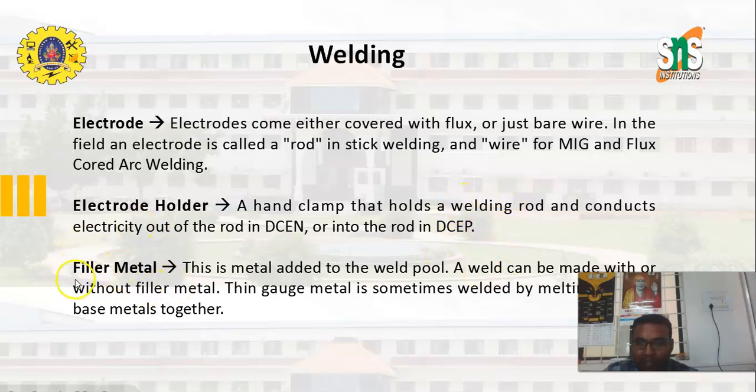Next important term is a filler metal. This is the metal added to the weld pool. A weld can be made with or without the filler material. Thin gauge metal is sometimes welded by melting the two base metals together.